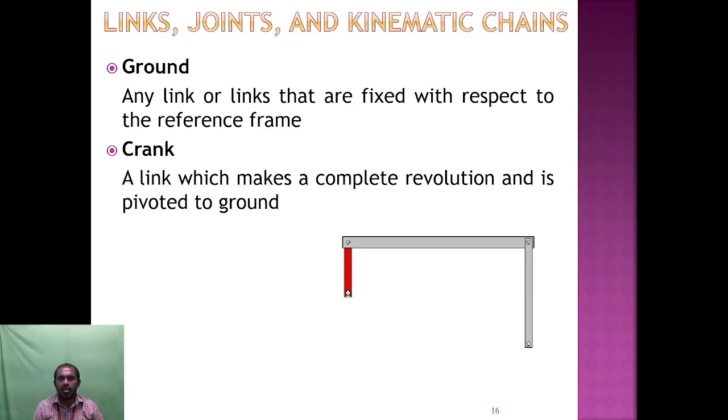Here the red link means the ground, a fixed link, so there is no movement of the red link. The remaining two links are L2 and L3. Any one of them, L2 or L3, that rotates in complete revolutions is called a crank.